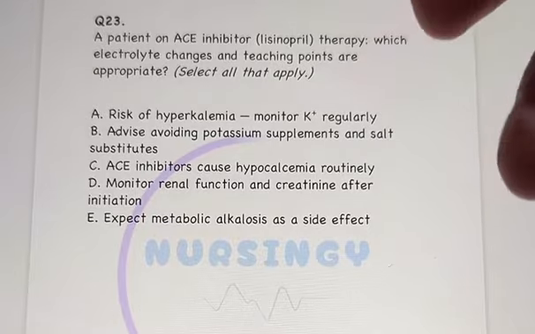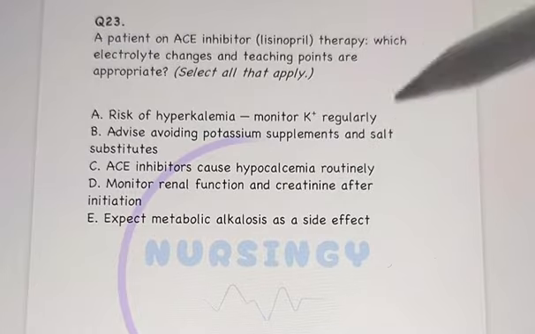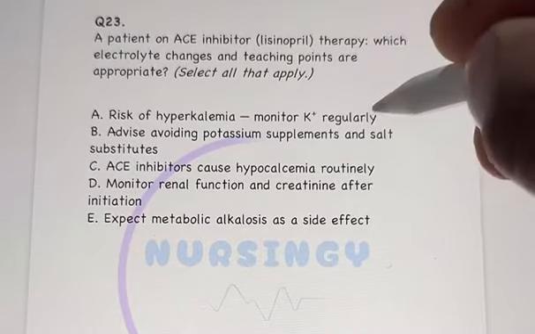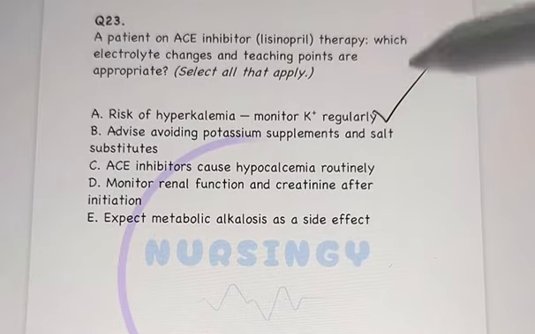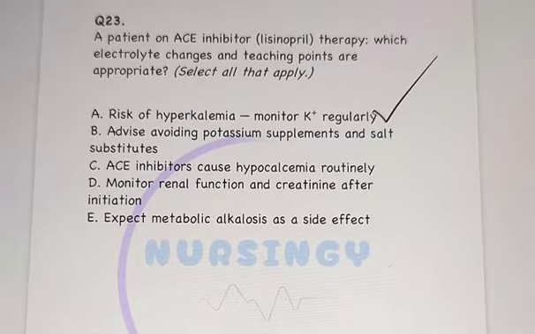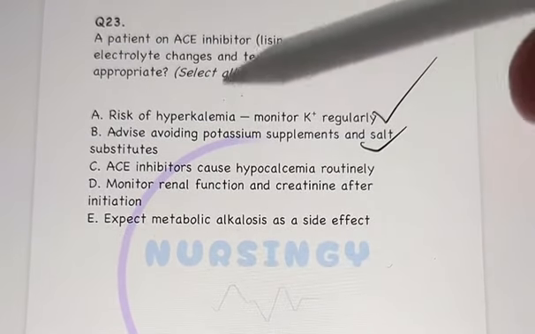Because the ACE inhibitor inhibits the conversion of angiotensin 1 to 2, there will be less aldosterone, then less excretion of potassium. So then it will be hyperkalemia. We need to monitor that. What about B? Advise avoiding potassium supplement and salt substitute. B, yes, for the same reason we need to avoid them, because the patient is already at risk of hyperkalemia.